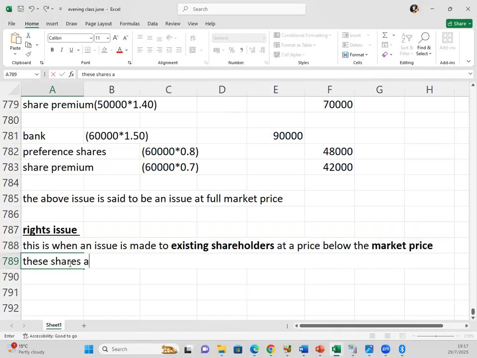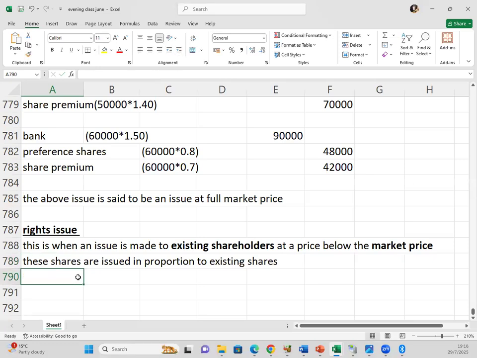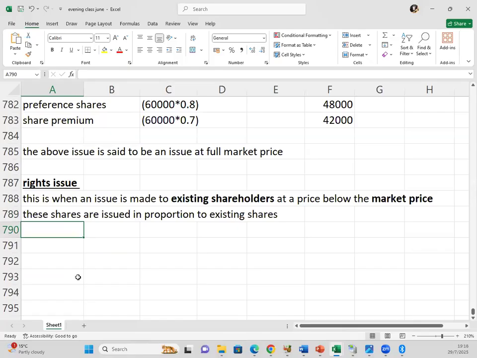These shares are issued in proportion to existing shares. Meaning if you have more shares now, you get more. If you have less, you also get less. You're given more shares based on those that you currently have.